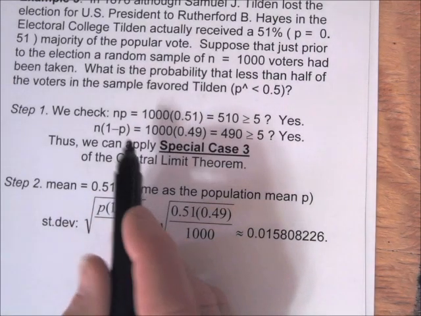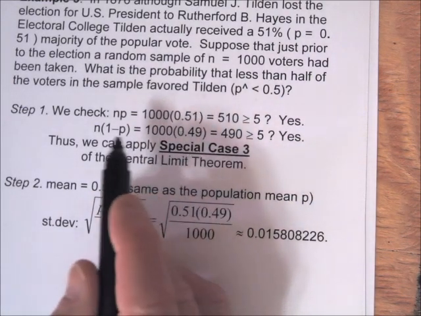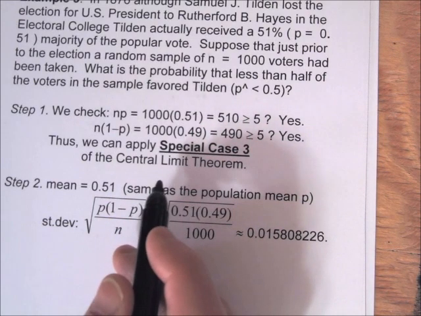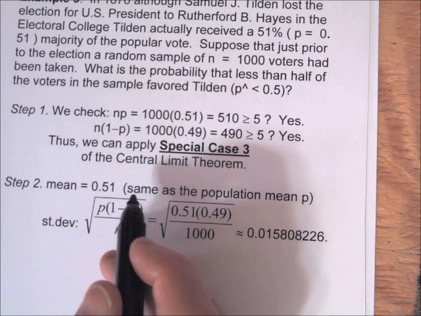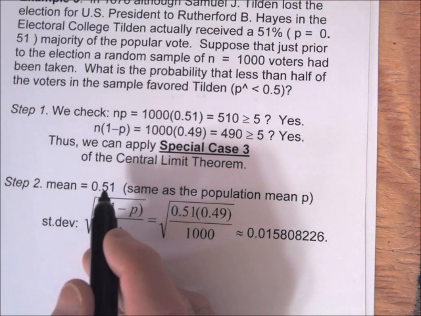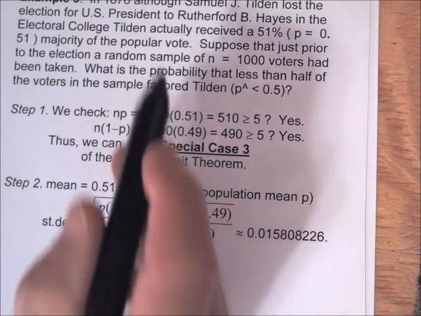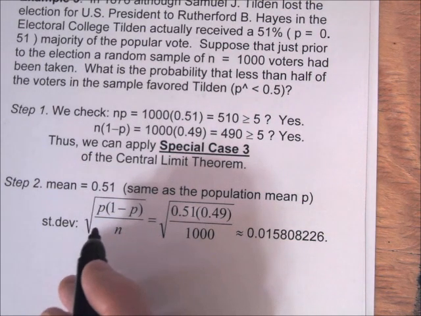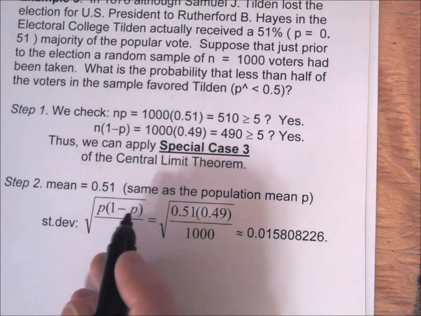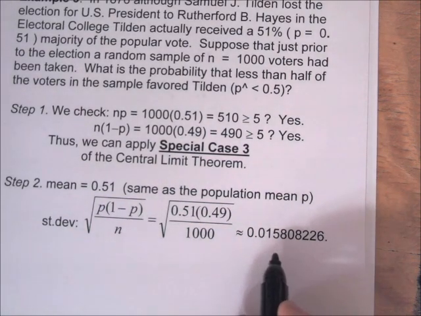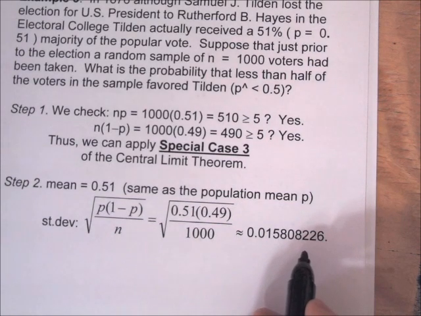Again, we checked that n times p is at least 5, yes. N times 1 minus p is at least 5, yes. And so we can apply special case 3. The mean of p hat is 0.51. That's the same as the population proportion, 0.51. And the standard deviation of p hat is the square root of 0.51 times 1 minus p, which is 0.49, divided by 1,000. And that comes out to be 0.018082226.